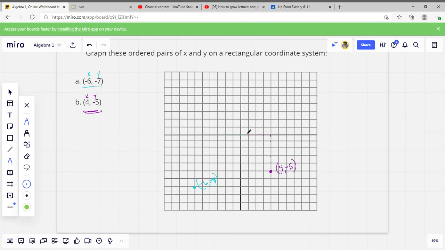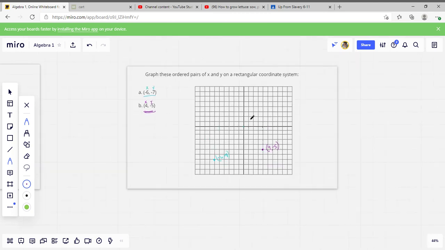All right, super duper easy. It's just like Battleship. You sunk my battleship. You're just triangulating your position.